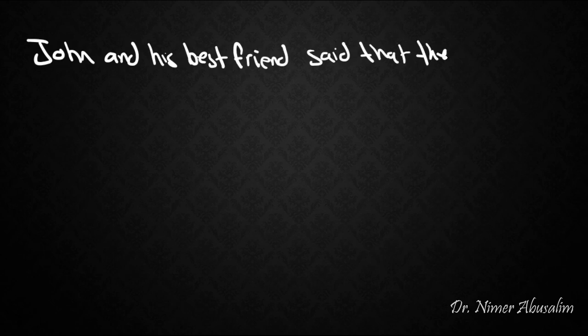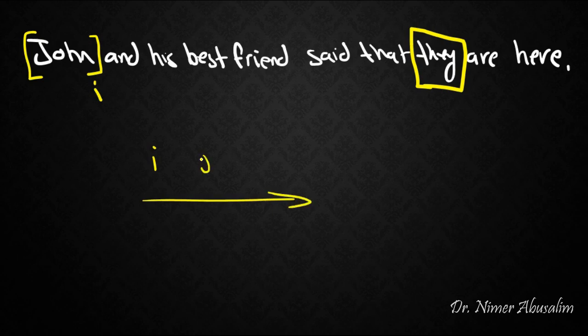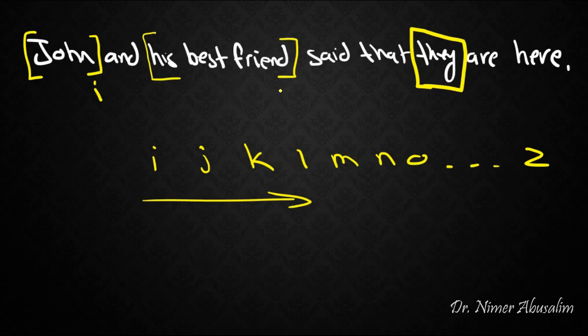How about in this sentence? John and his best friend said that they are here. What does the NP pronoun they refer back to? Let's see. This is an NP, John. We could give it the index I. And we always start our indexation with the small letter I and then work down the alphabet. So the next one would be J, K, L, M, N, O, and all the way down to Z. So if John was I, then his best friend, as another NP, would be J.